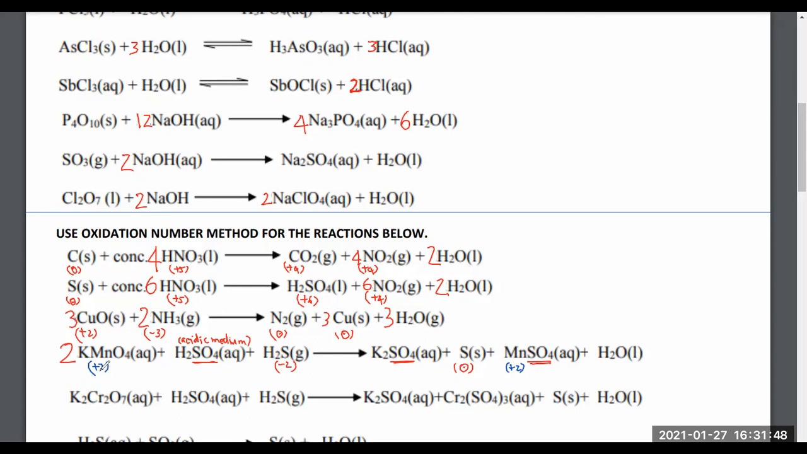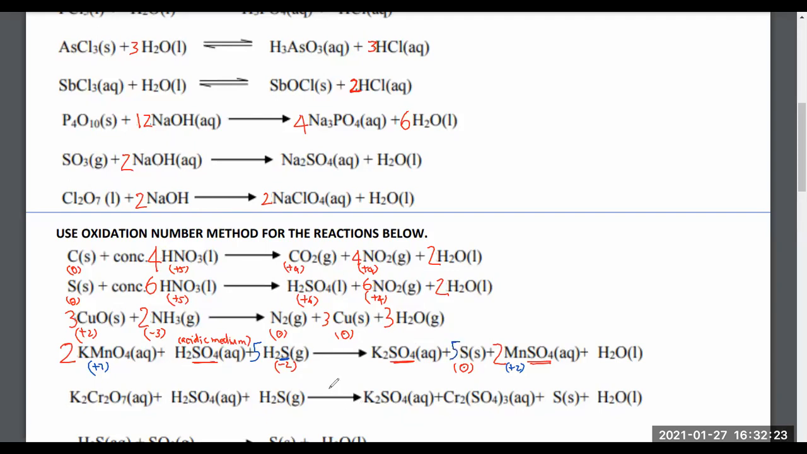Okay. And manganese from +7 to +2, difference is 5, and that 5 comes in front of H2S. All right, fine. So let's get going. With this 2, potassium already balanced, 2 manganese, you put a 2 here. And with this 5, careful, you need to balance the sulfur, not sulfate, because H2S is the one which is becoming sulfur. So 5 sulfur, you have to put a 5 here.